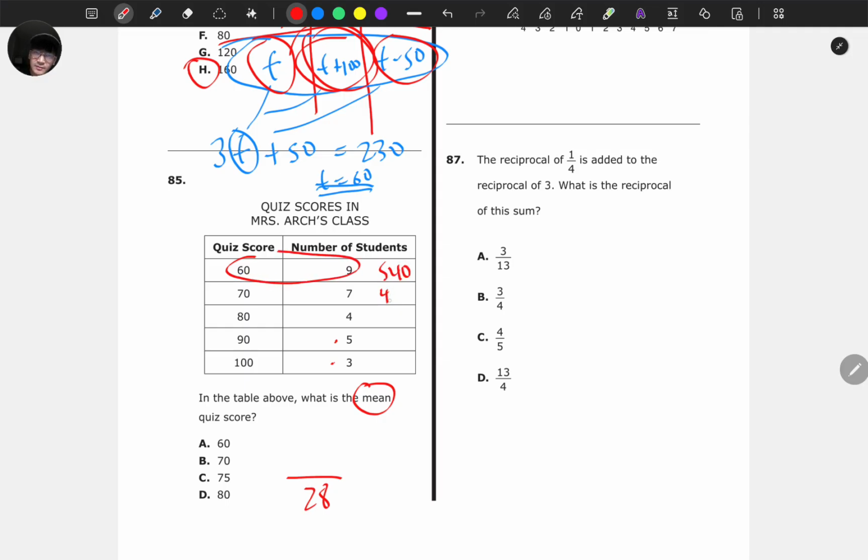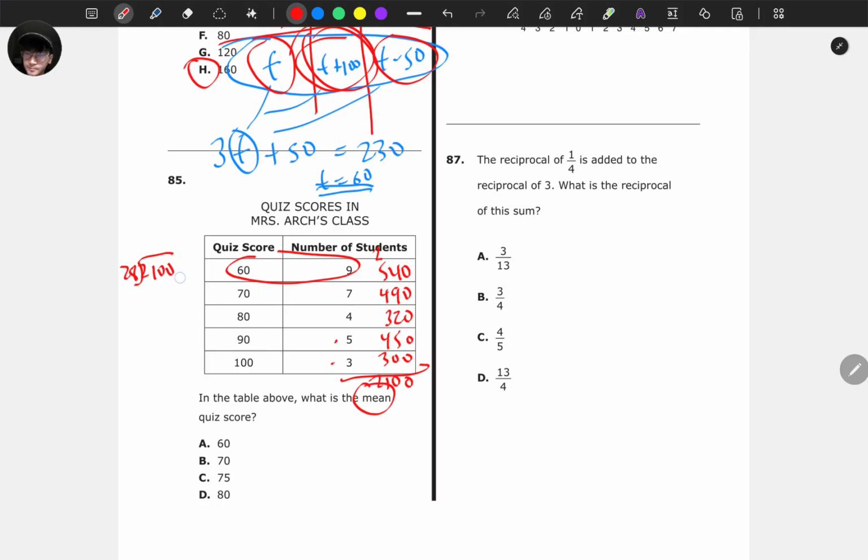70 times 7 is like 7 times 7 is 490. 80 times 4, 320, 450, and 300. And then we're going to add like this. Hopefully I don't make a mistake. 4 plus 9 is 13, plus 2, that's going to be 15. So that's 0, that's going to be 20. So this is going to be 7, 11, 14, 18, 21. So that's going to be 2100 divided by 28. And this has got to be the average, okay? So we do 2100 divided by 28.